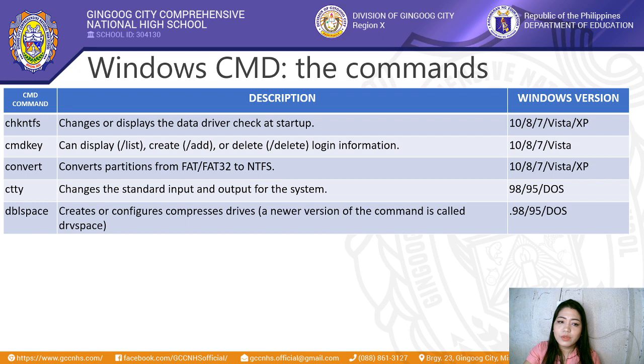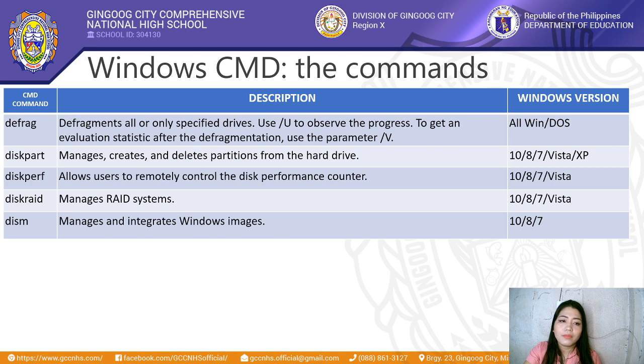Okay, we have double space, DBL space, which creates or configures compressed drives. Defrag defragments all or only specified drives. Now, after you check disk, and if you see that your drive is already very fragmented, then you use defrag to defragment all your disk, right? Because if your drive is very fragmented, you'll notice that searching takes long and your PC lags, because the memory on your disk is already fragmented. So it's better to defrag once a month.